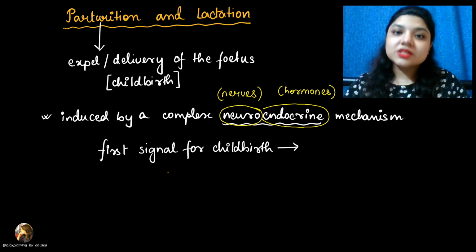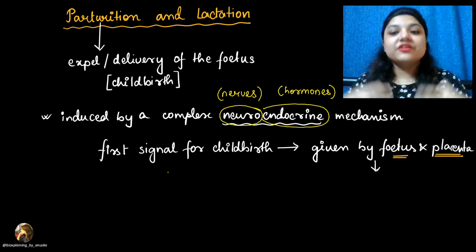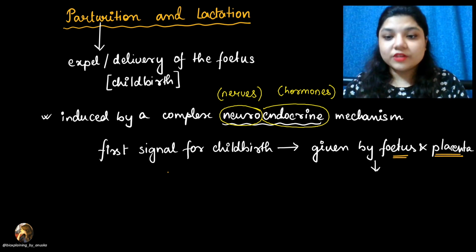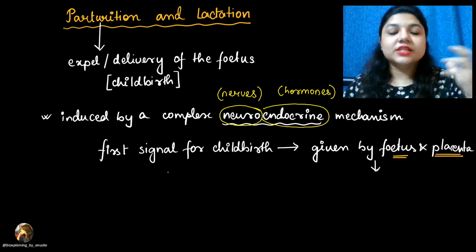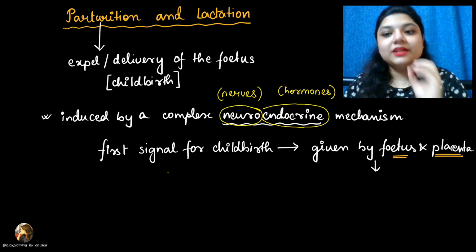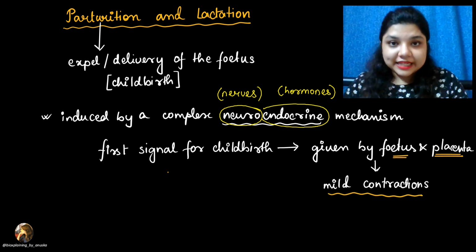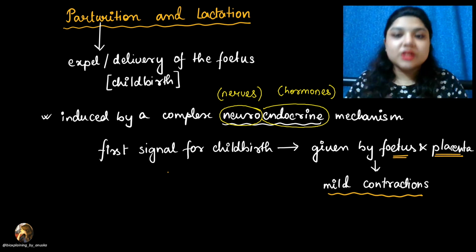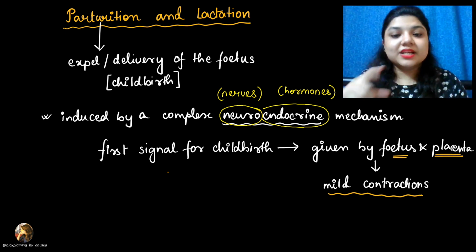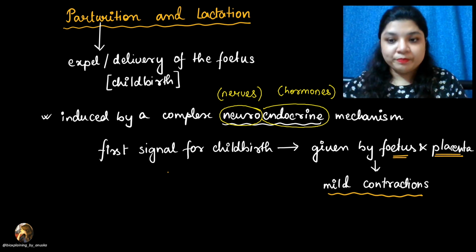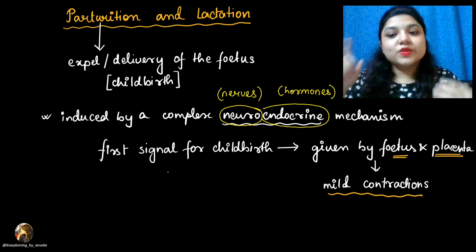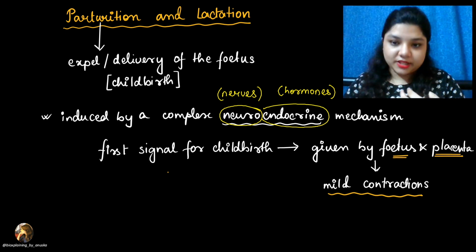So what is the first signal for childbirth? That is given by the fetus and the placenta. That leads to very mild contractions. This is important from the question point of view. Very commonly MCQs are asked: the first signal for childbirth is given by whom? Is it from the maternal side or the fetus side? So it is given by the fetus and the placenta, right?